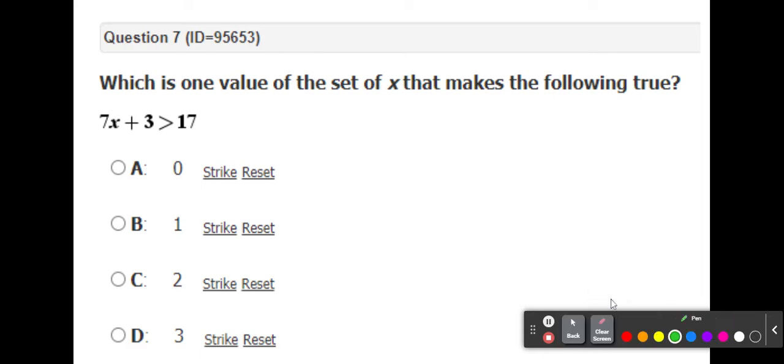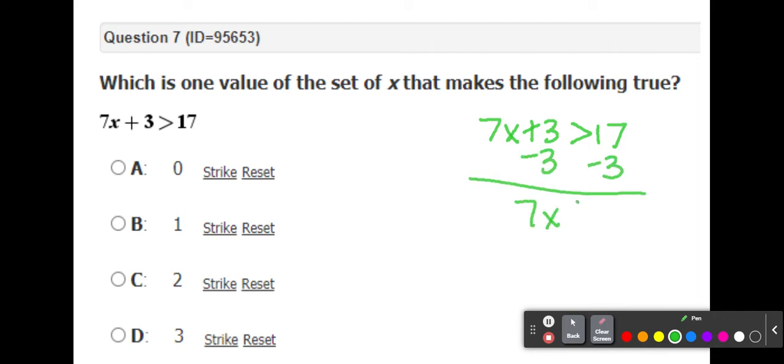Number 7 is solve for x. So we need to get rid of that 3 first. Doing the opposite of plus 3, we're going to subtract 3 on both sides. And then we've got to get rid of this 7, so we're going to divide both sides by 7. And x is greater than 2.